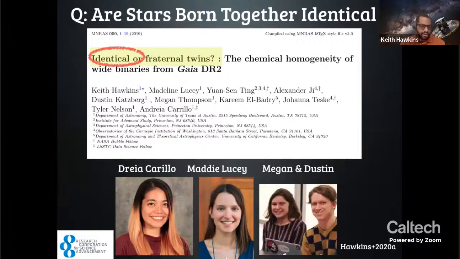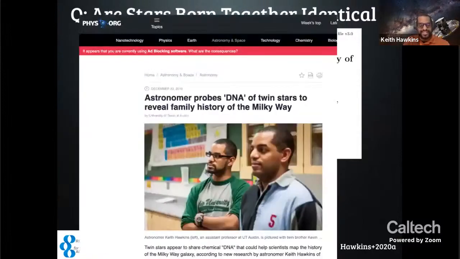I'll show one or two plots of that, but in about 80% of the cases, we found that within the uncertainties, the wide binary twins were chemically homogeneous at a level of about 0.05 dex. I really like this question in part because I myself am a twin. So the media got a kick out of it, because it's twin astronomers studying twin stars, looking to see if they're identical or fraternal. Me and my twin, we're actually fraternal, but it turns out most twin stars seem to be identical.